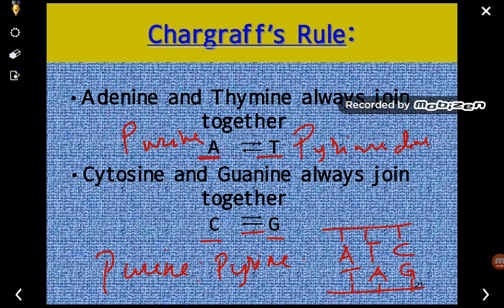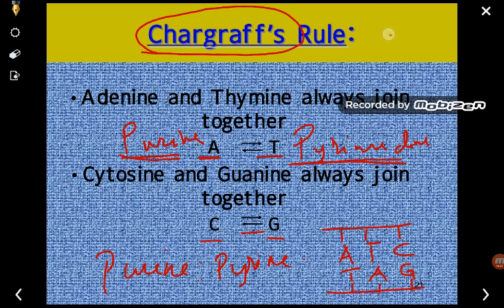In the DNA molecules, the total number of purine bases is always equal to the total number of pyrimidine bases, and this is called the Chargaff rule. So what does the Chargaff rule say? The total number of purine bases is always equal to the total number of pyrimidine bases, and this is said to be the Chargaff's rule, and it gives the ratio.